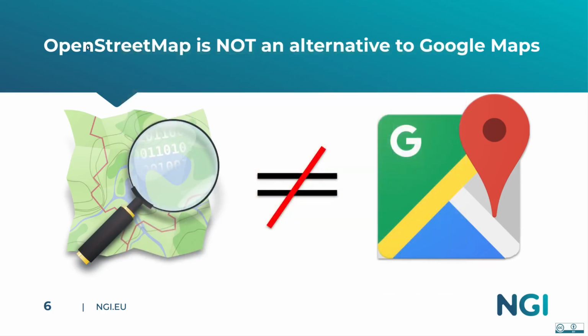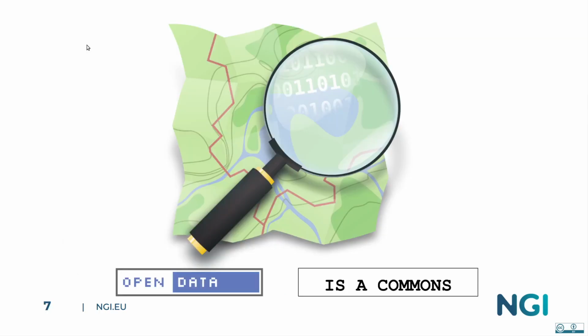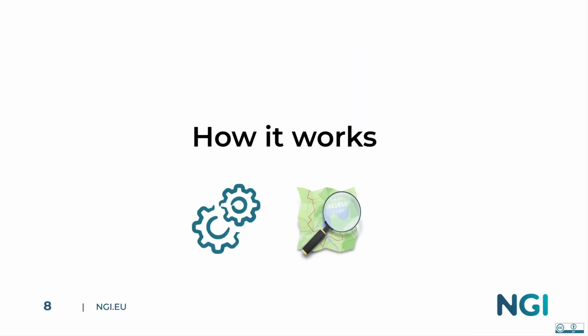It's better to say that OpenStreetMap is a commons because it's open data. And open data is a very important resource to build innovation, to create knowledge. So now is the moment to understand how OpenStreetMap works. And to help you understand this, you have to go in this direction.